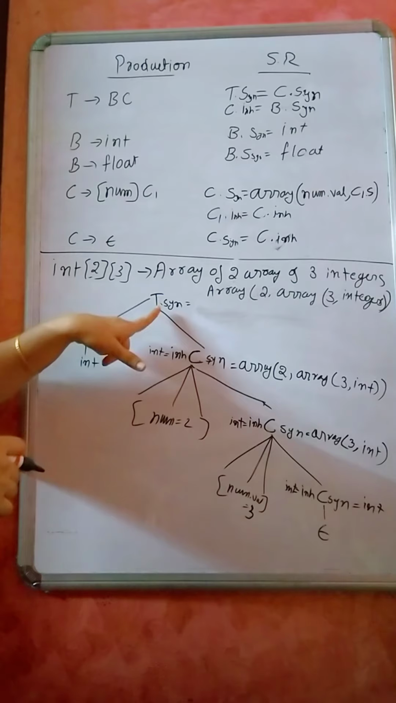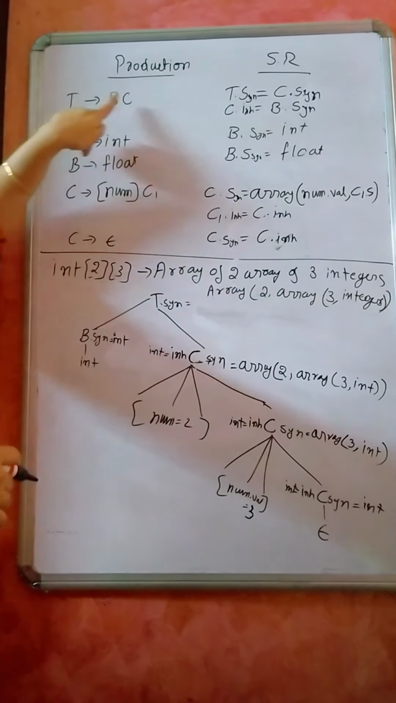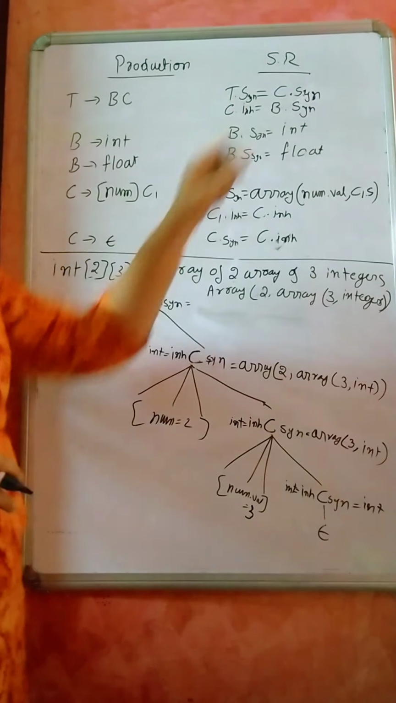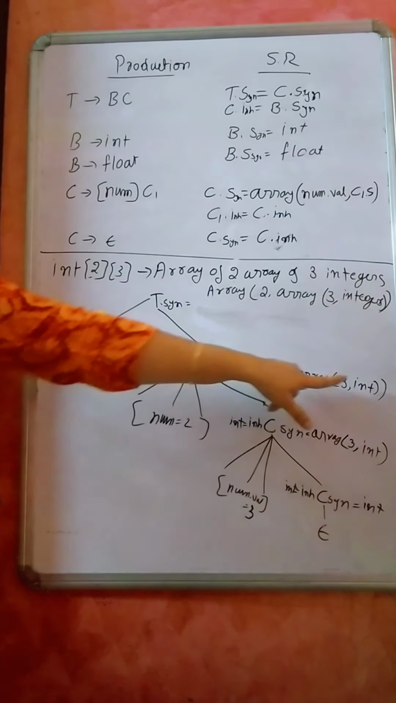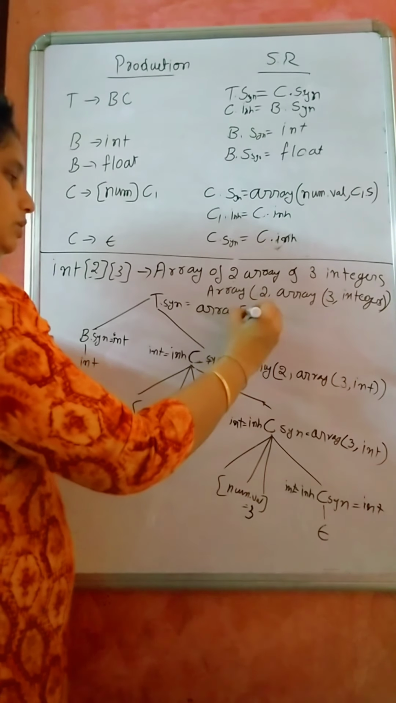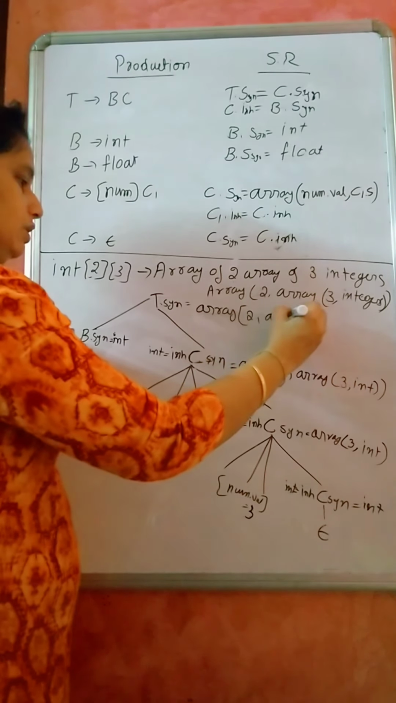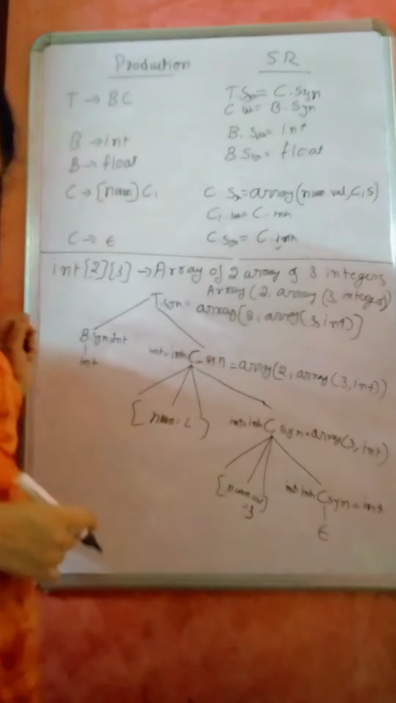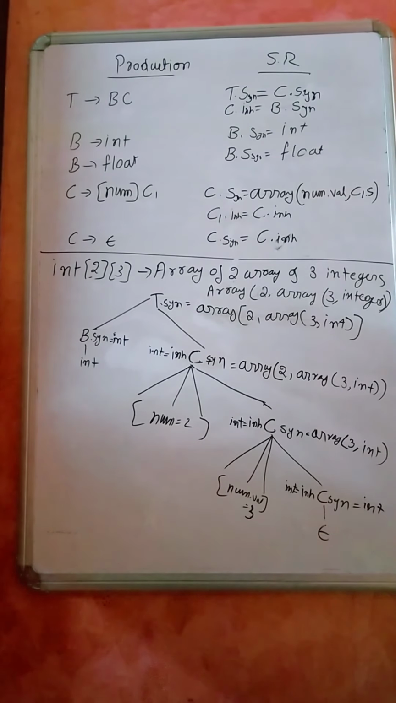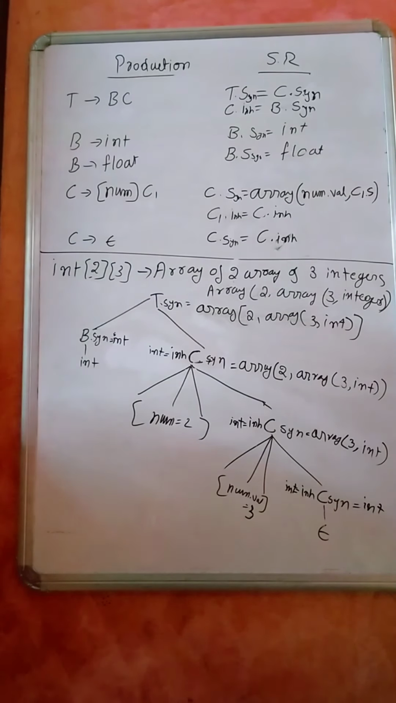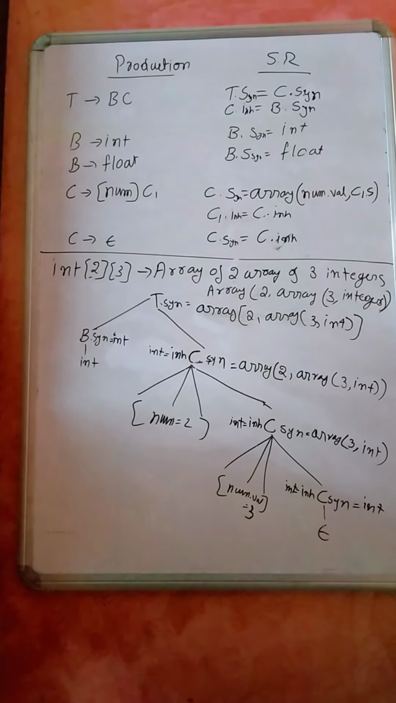So finally when I am using T determines BC, what is T dash T synthesis? It is C synthesis. What is C synthesis? It is nothing but this one, an array of 2 of array of 3 comma integer. This is also a common question which is asked in many question papers. When you go through the previous question papers, this array declaration is one of the frequently asked questions. So don't neglect this grammar.